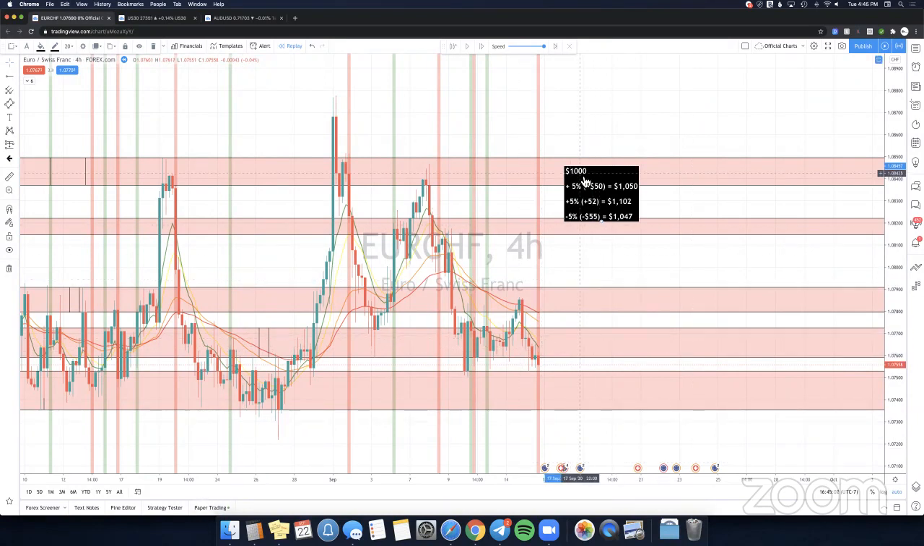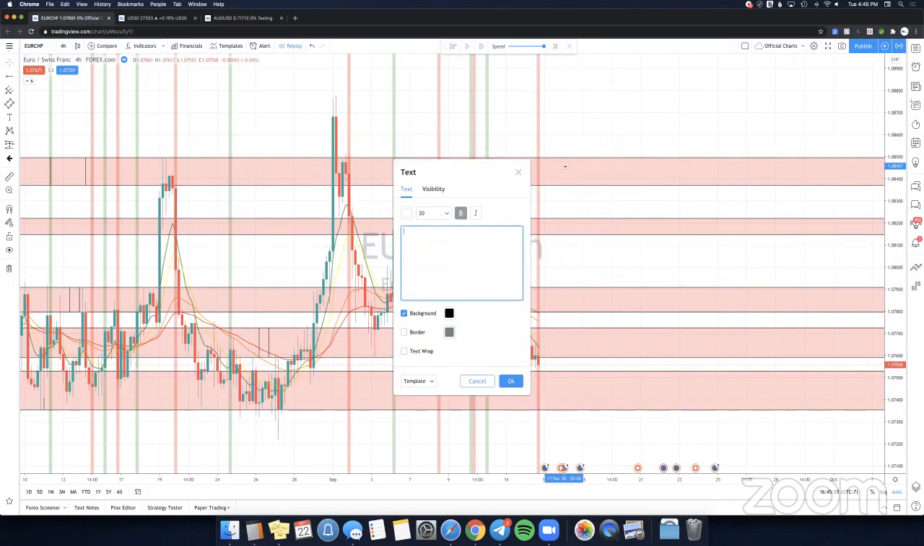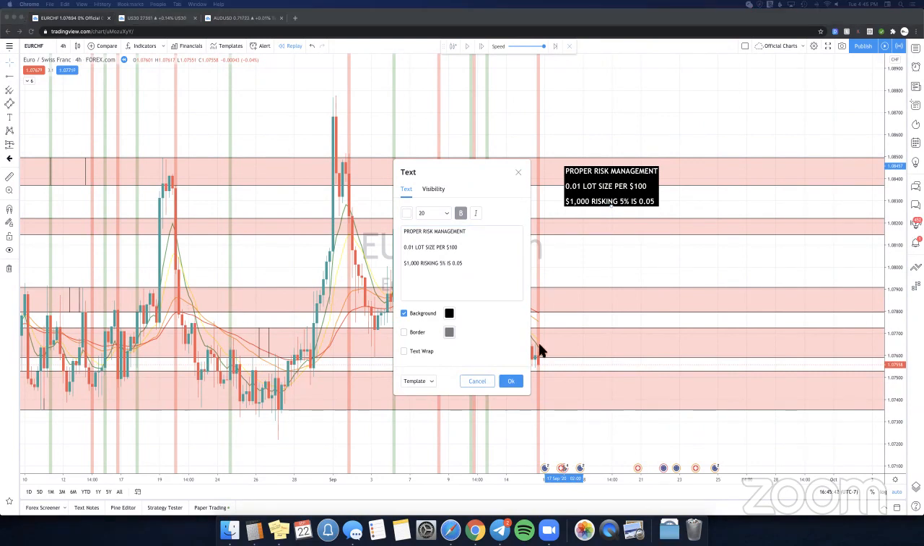If you're trading a $1,000 account, because technically you're supposed to be trading proper risk management, it's a 0.01 lot size per $100. So if you have a $1,000 account and you're risking 5%, it's going to be a 0.05, not a 5 standard lot. Because if you're doing a 5 standard lot, you're risking like, I'm assuming, 500%. I don't know who told you that, but that doesn't make any sense.